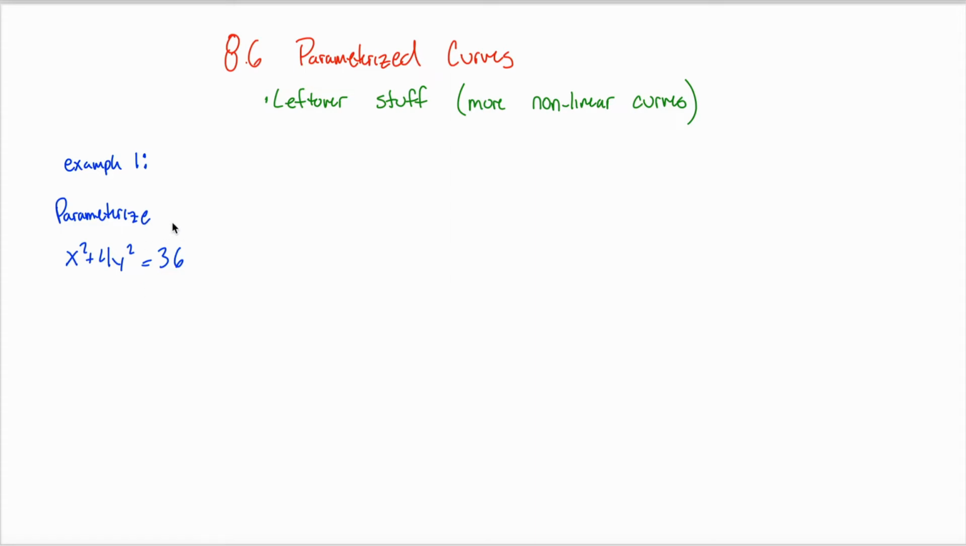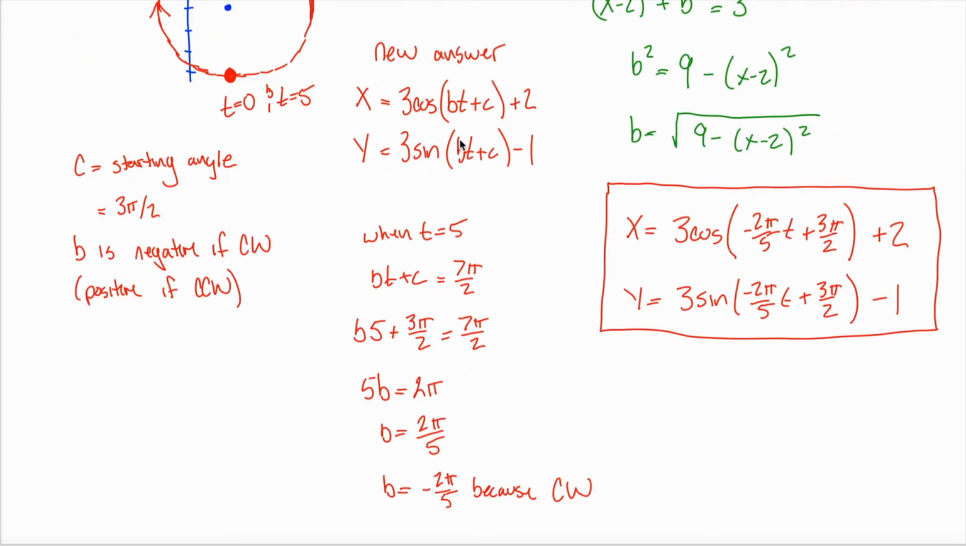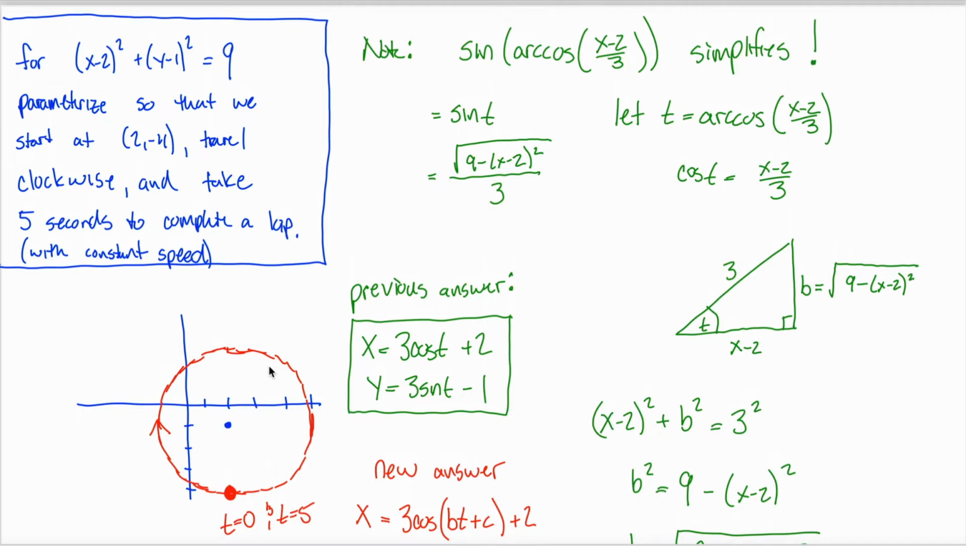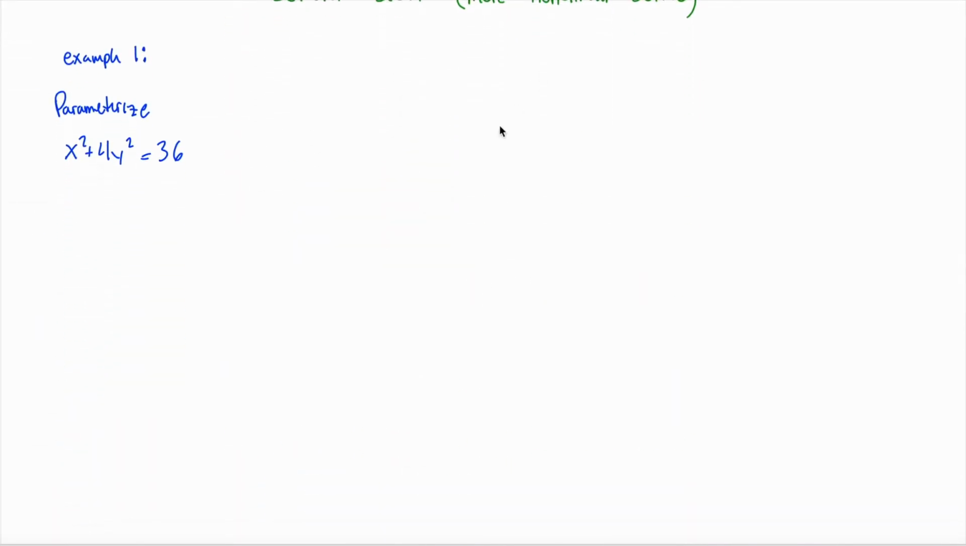It's also worth pointing out that this is not one of those parameterizations where we're specifying the starting and ending points, or how long it takes to do a lap, or what direction we're traveling in. Any parameterization will do down here. So what do we do? Well, the trick's going to be really similar to what we did when we were trying to parameterize a circle. First, we set the equation equal to 1, so we divided both sides by 36, giving us x squared over 36 plus 4y squared over 36 is equal to 1.